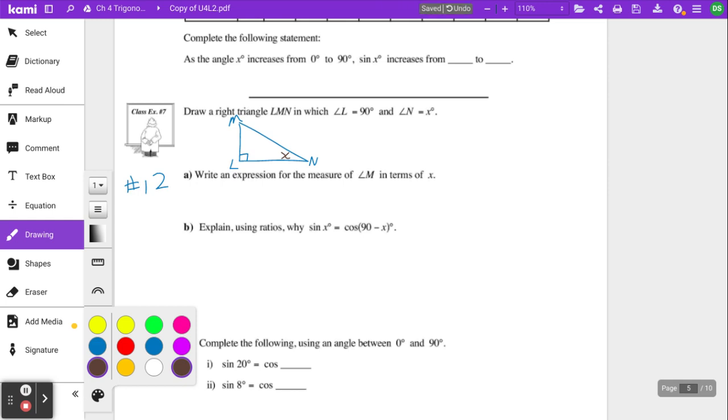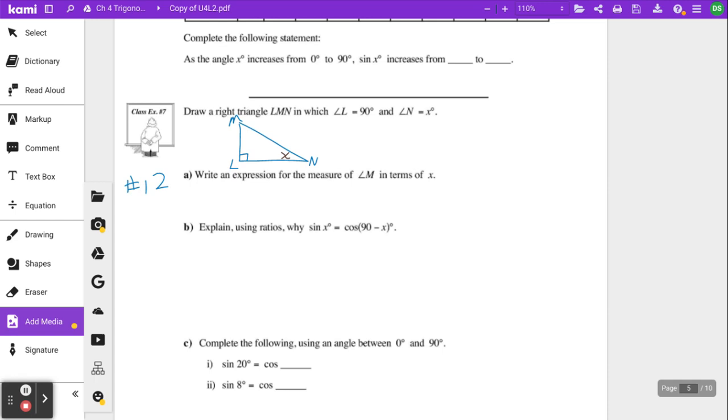And then it says, write an expression for the measure of angle M in terms of X. Here's what we're talking about. Let's talk about the angles in every triangle. How much do the angles add up to in every triangle? 180. The angles add up to 180, agreed? But there is a 90 already in the corner. So how many degrees do I have left to fill up my other two angles? 90 degrees left, right? You have 90 already, so you have 90 more to go.